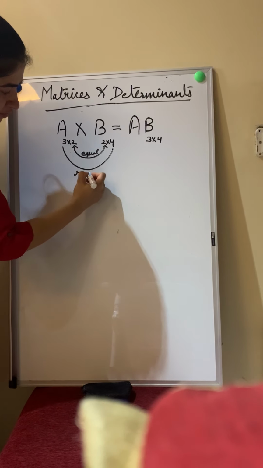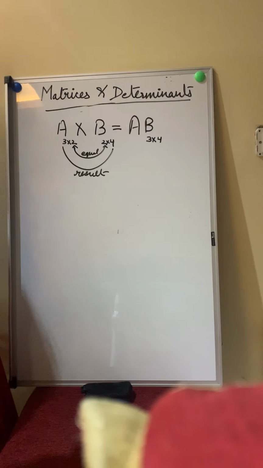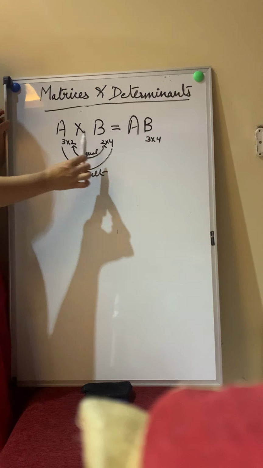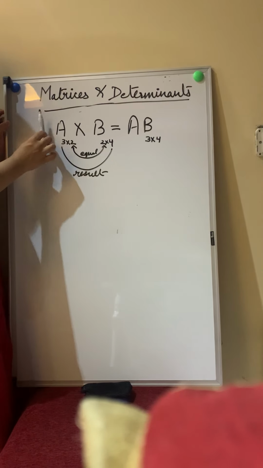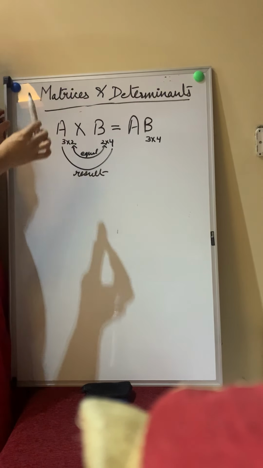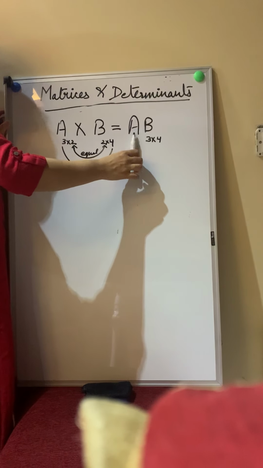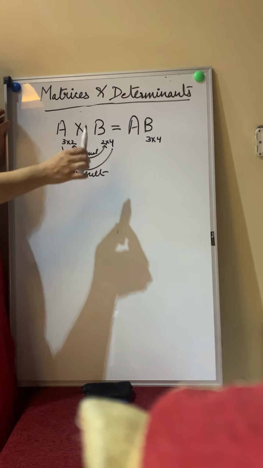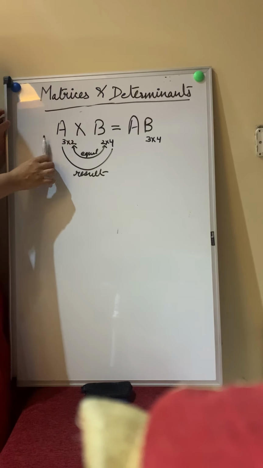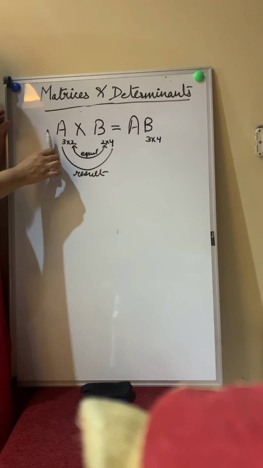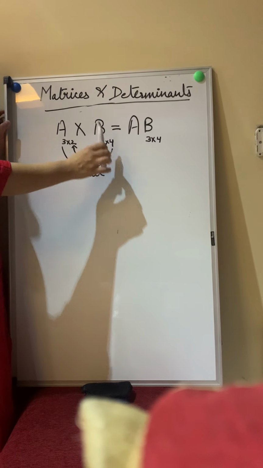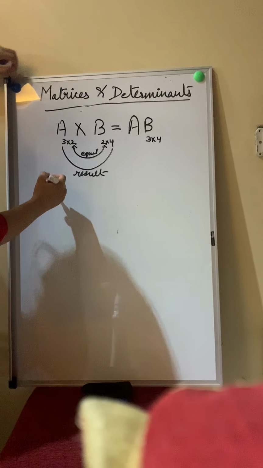This will be the result. You getting it? If I have to multiply matrix A with matrix B, the columns of matrix A should be equal to the rows of matrix B. So the resulting matrix will have the order of 3:4. That is the number of rows of matrix A and the number of columns of matrix B.